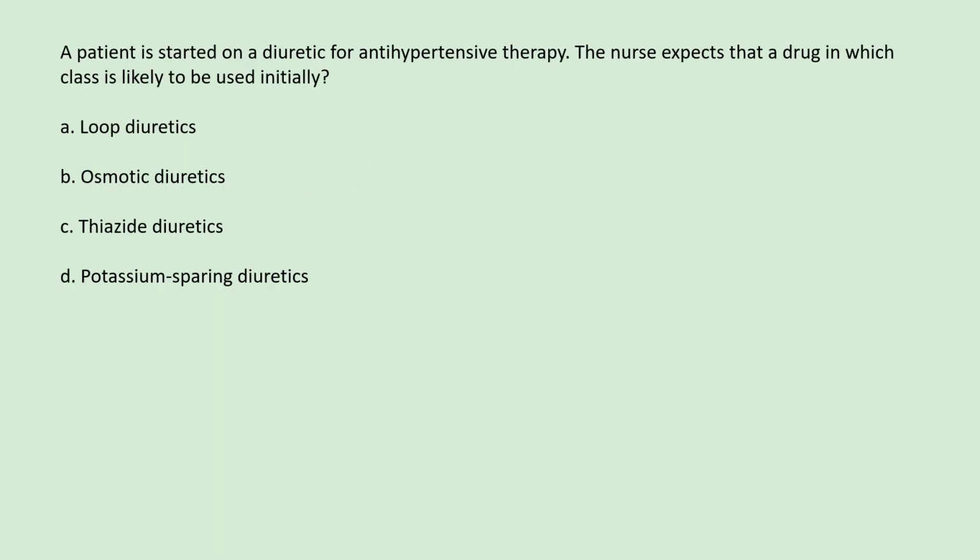A patient is started on a diuretic for antihypertensive therapy. The nurse expects that a drug in which class is likely to be used initially? A. Loop diuretics, B. Osmotic diuretics, C. Thiazide diuretics, D. Potassium-sparing diuretics.